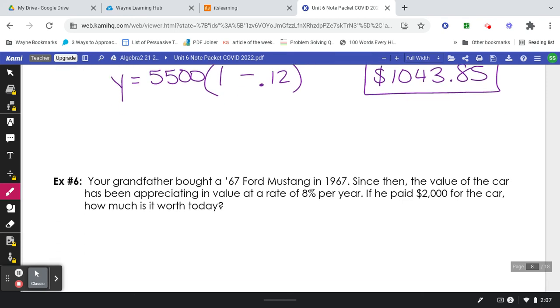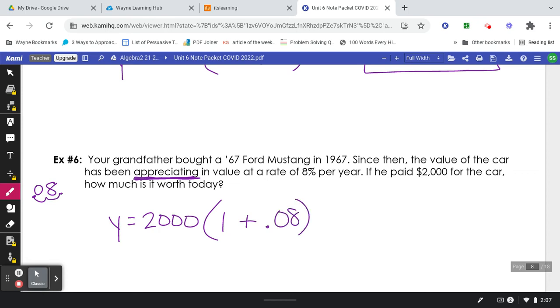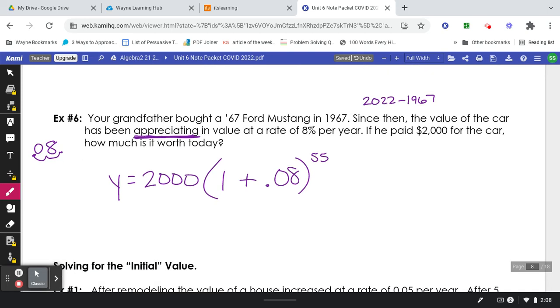Your grandfather bought a 67 Ford Mustang in 1967. Since then, the value of the car has been appreciating, which means it's going up in value at the rate of 8% per year. He paid $2,000 for the car. It's appreciating 8%, 0.08. From 1967 until today, that is 2022 minus 1967, gets us 55 years. Type that into the calculator.